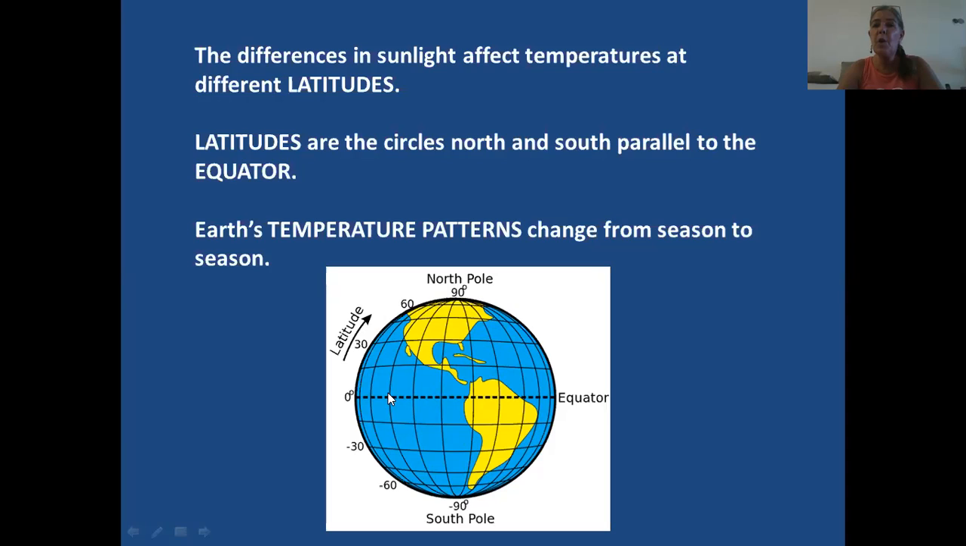So over here, follow my cursor. You can see the equator, and then we have, parallel to the equator, the lines of latitude towards the north, and we have the lines of latitude towards the south. So Earth's temperature patterns change from season to season.